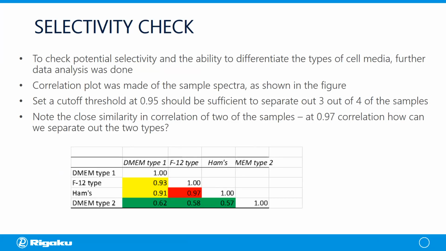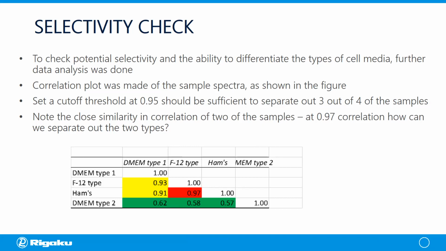Now, initially, looking at this data, it was feasible that setting a correlation cutoff of 0.95 might differentiate most of these materials. In this case, if you look at the table, you'll be able to differentiate 3 out of 4 of them just by setting your cutoff of 0.95. But there is a 0.97 correlation between the two F12 type of materials.